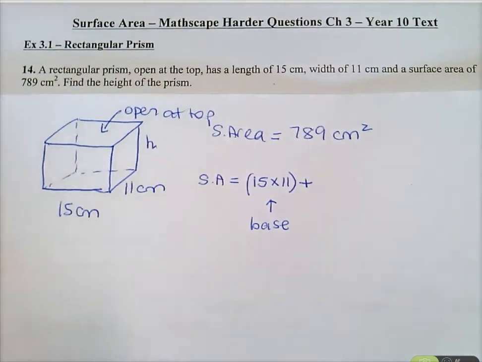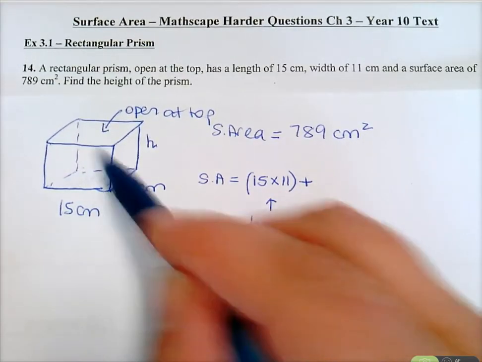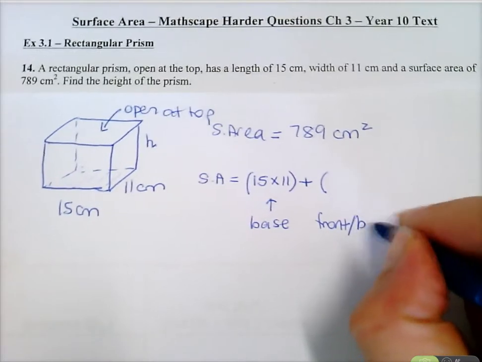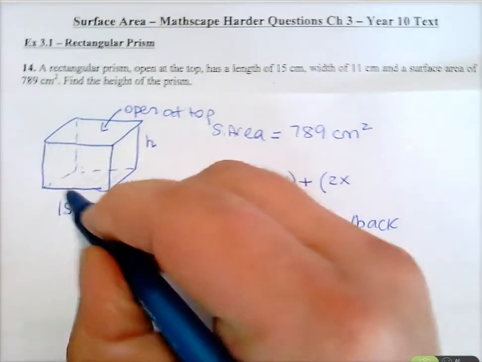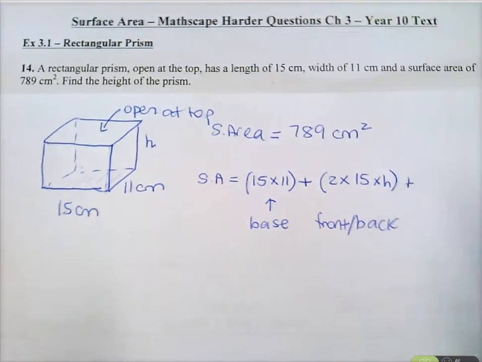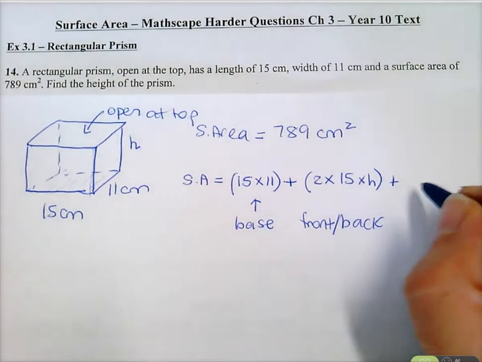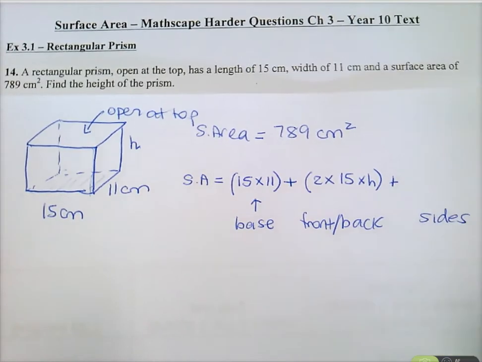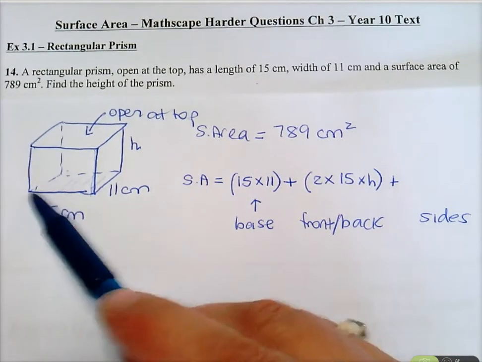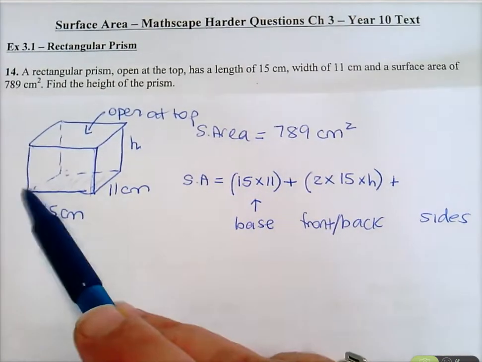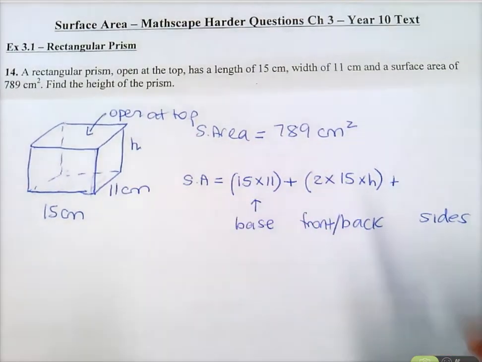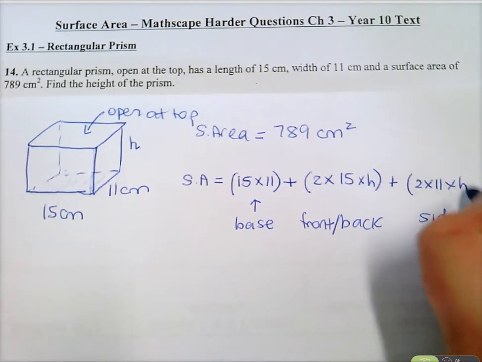What about the front? So we've done the base here. The front and the back are 2 lots of 15 times h plus, what else have I got? The sides. So girls, we've done one bottom, 15 times 11. Then we've got the front and the back, 2 lots of 15 times h, and we've got the 2 sides, which are plus 2 lots of 11 times h.